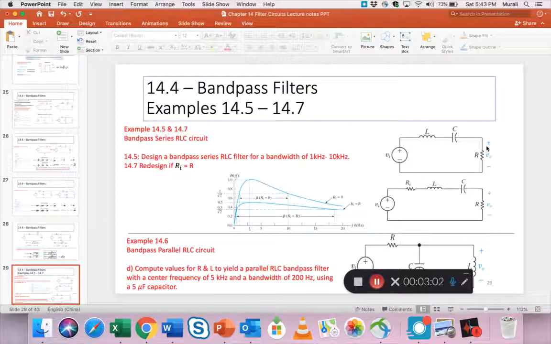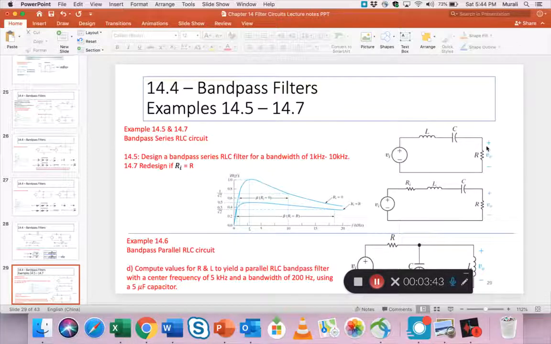In 14.7, the only additional thing that happens to the circuit is that there is now a series resistance, a source resistance Ri in series with the rest of the elements, and so that has been shown separately, so we'll take a look at that. Okay, so 14.5 then, and I'm on slide 29 again, is a series RLC implementation of a band pass filter for a bandwidth of 1 kilohertz to 10 kilohertz.